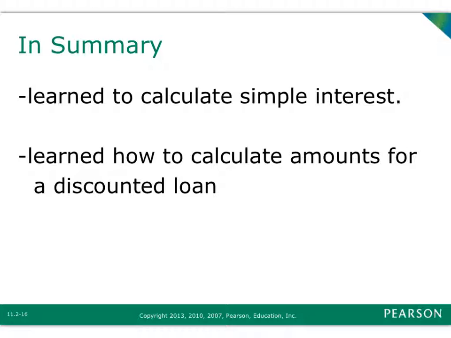So in summary, in this chapter, we learned how to calculate simple interest using the formula I is equal to PRT. And we learned how to calculate the amounts for a discount loan using the same simple interest, but subtracting it from the amount of the loan. In the next chapter, we're going to learn how to calculate interest and the amount that we have in the bank based on compounding.